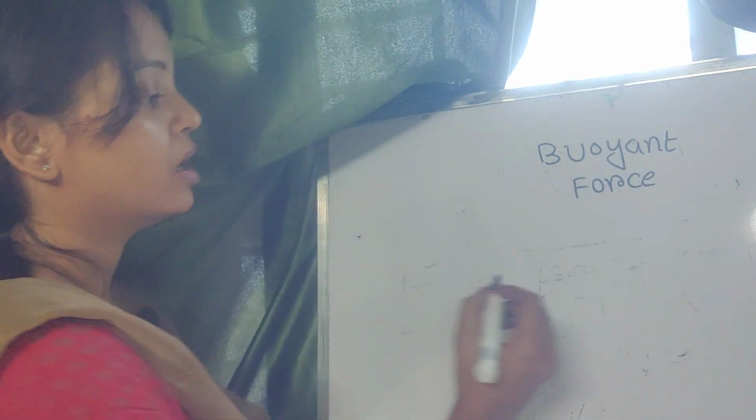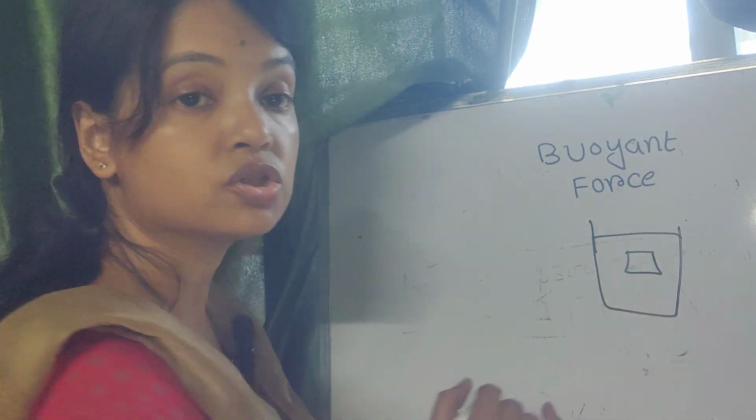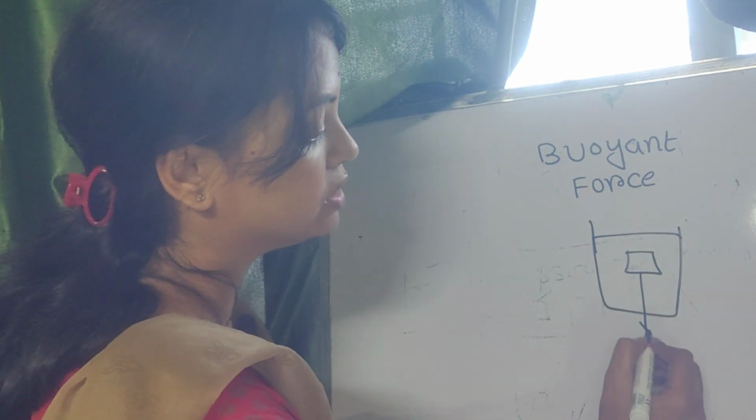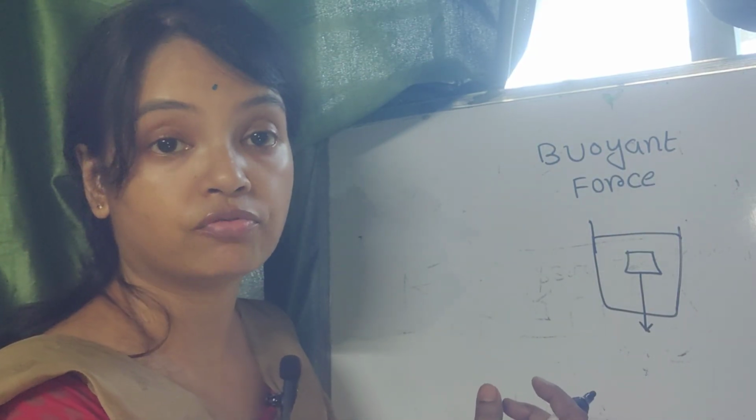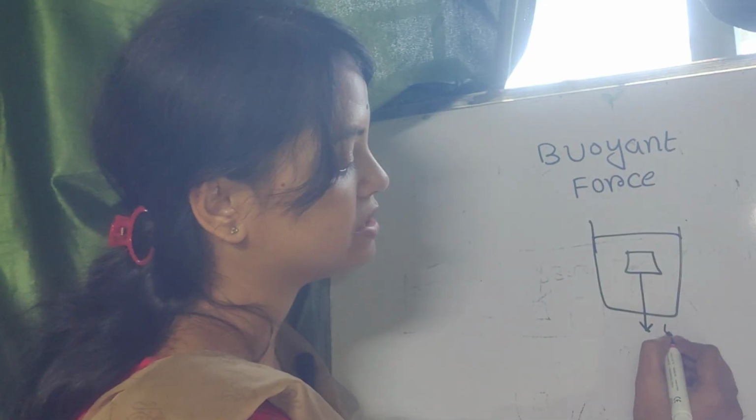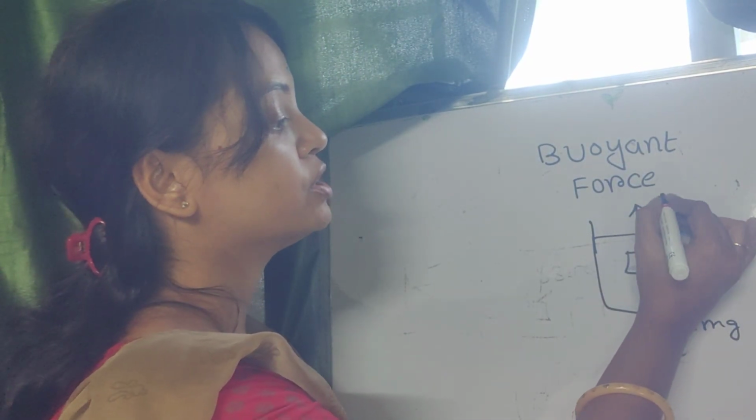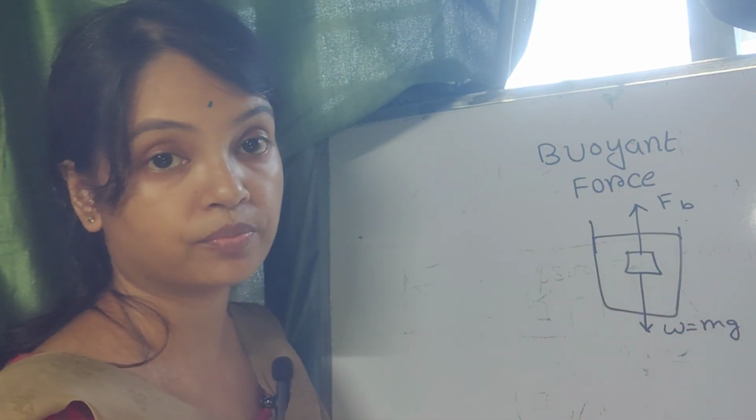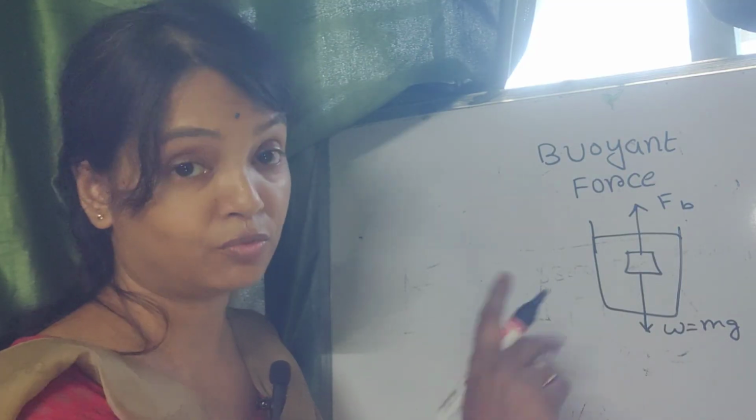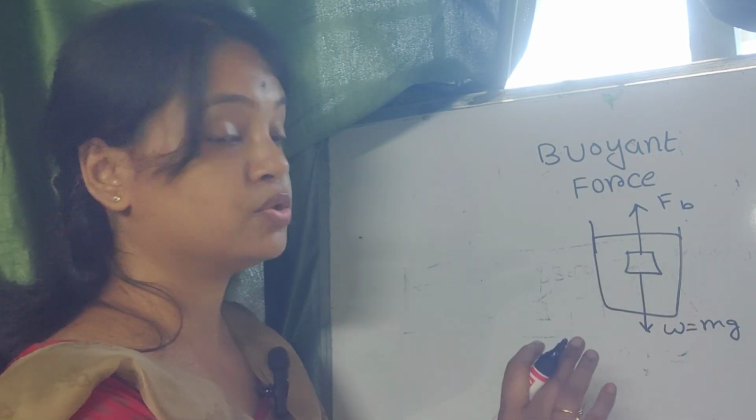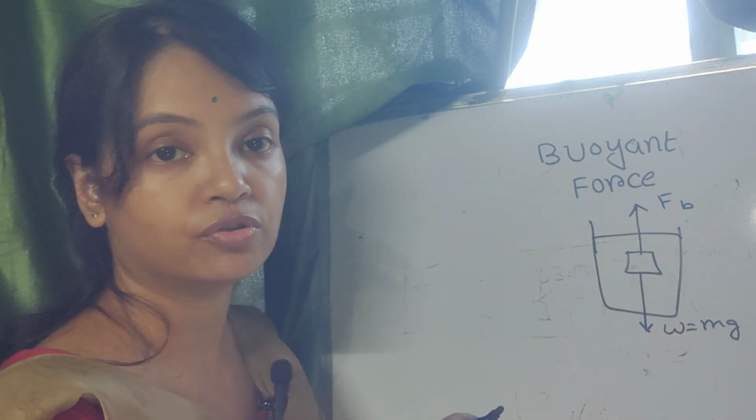Now when an object is immersed in the water, basically two forces are acting here. One is the gravitational force, which gives the concept of weight of the object, that is W equal to mg, and another is this upward force, called the buoyant force. These two forces are in opposite directions, that is, they oppose one another. That's why the weight is reduced by the buoyant force.